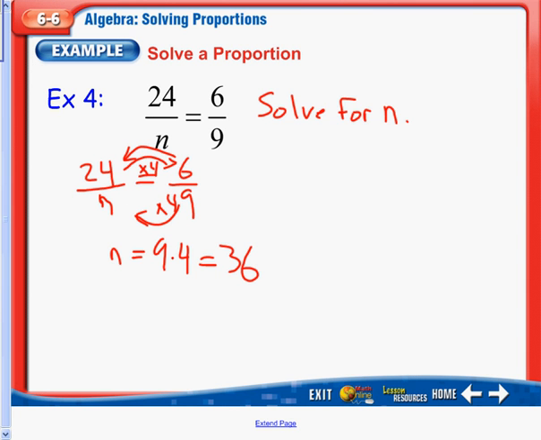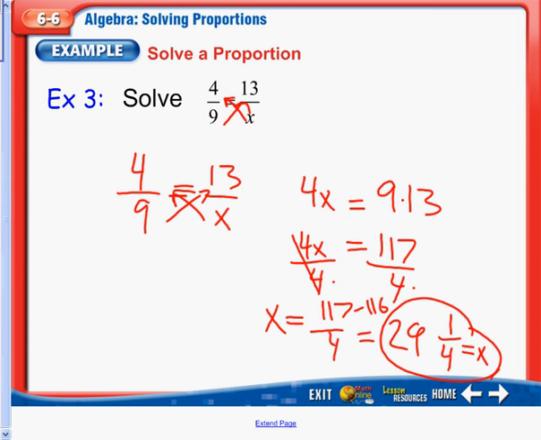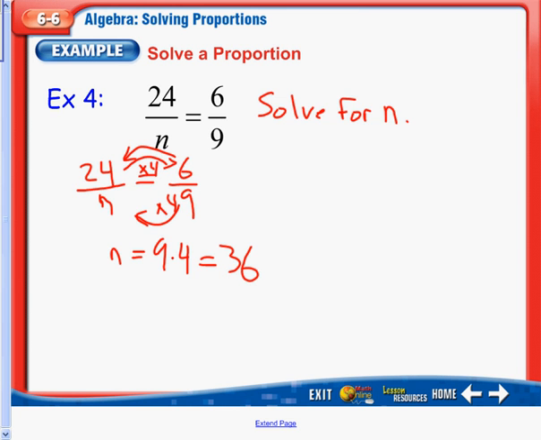Now this does not always work, as with the last problem we did. That would not have worked, because 4 does not go into 13 evenly. But when you see that, it's good to do that, because that was a lot less work.